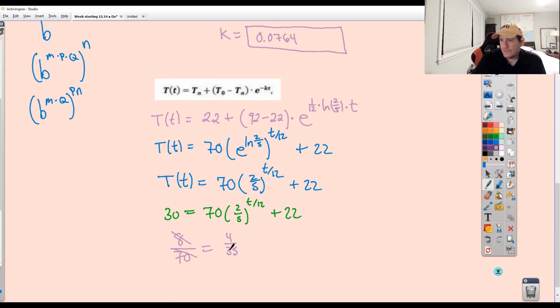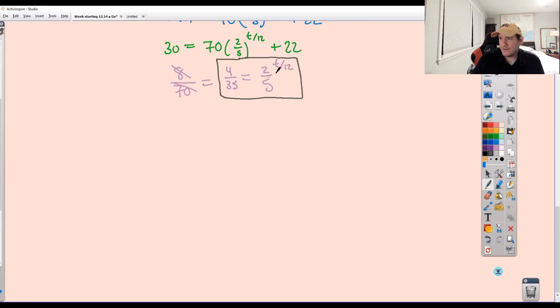4 is a 2 and a 2. 35 is a 5 and a 7. Nothing cancels. So we're as good as we're going to get. That is equal to a base of 2/5 to the power of t over 12. All right. Pretty sure I'm sitting firmly in exponential town, and I don't know what to do from here. So just get it into logarithmic form by converting. If you sort of understand how to convert, you just convert.